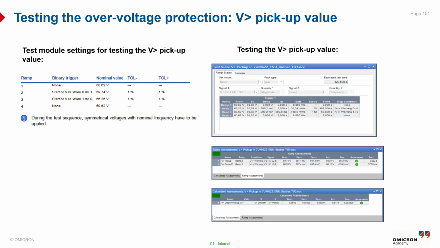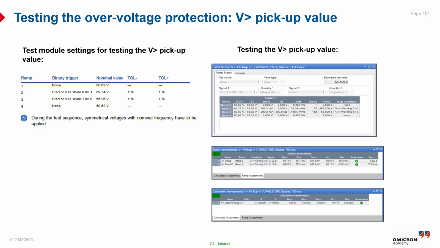So when testing the overvoltage protection or the V greater function, the main objective here is to verify the pickup value and ensure the relay operates correctly according to its set points. This can be done using the Test Universe ramping module to gradually increase the voltage until the relay picks up at the expected level.